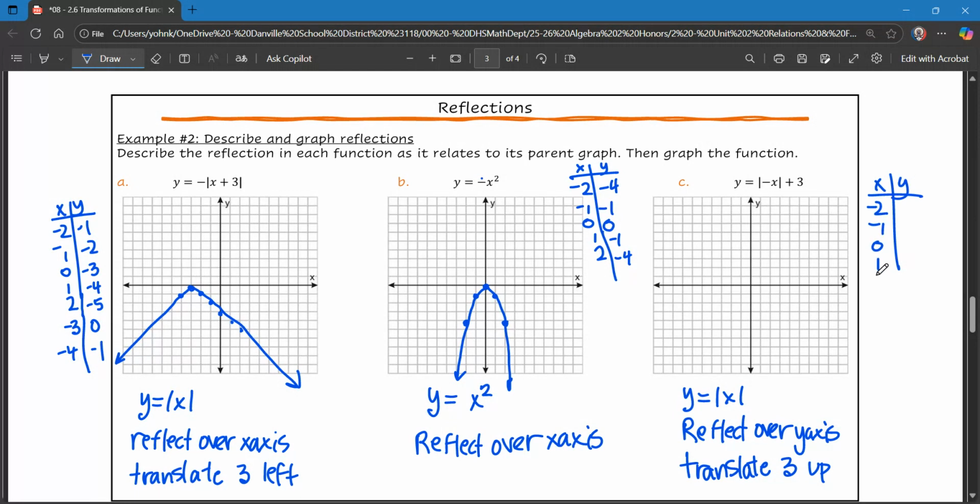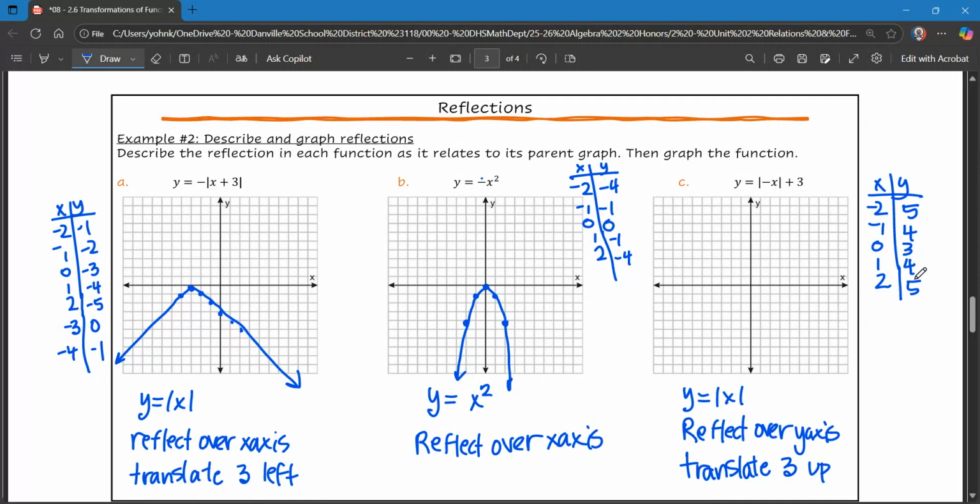-2, -1, 0, 1, and 2. This time when we plug in -2, we're going to make it positive before we absolute value it to become +2. +3 gives me 5. Plug in -1, you get 4. Plug in 0, you get 3. Plug in 1, you get 4. Plug in 2, and you get 5.